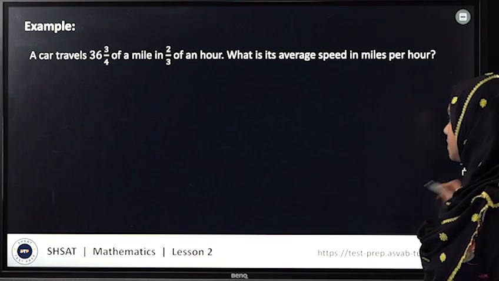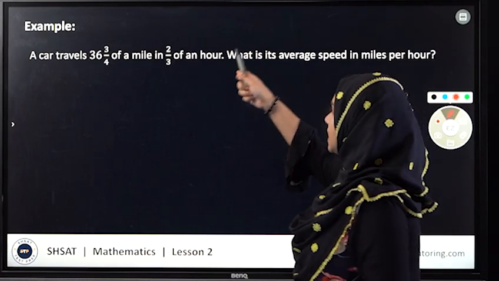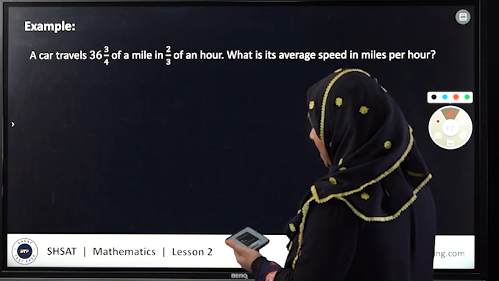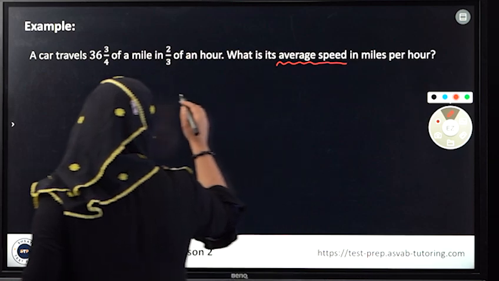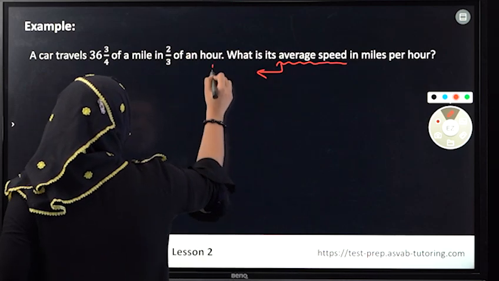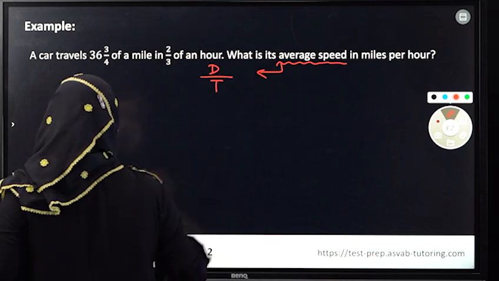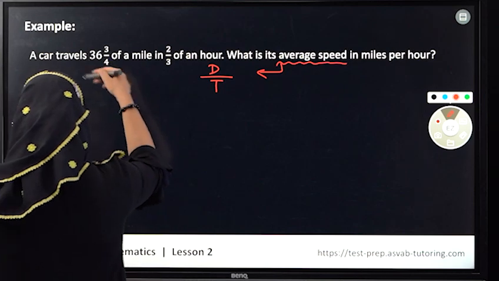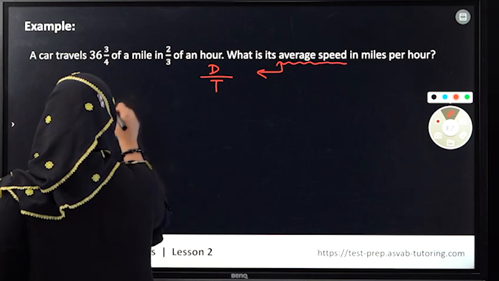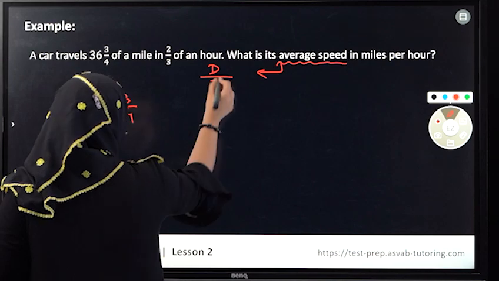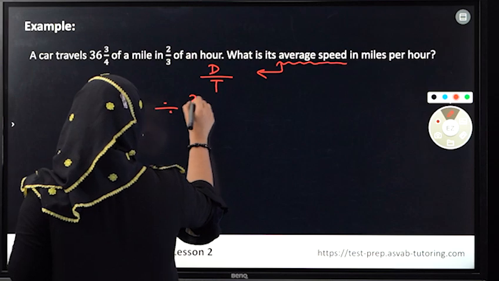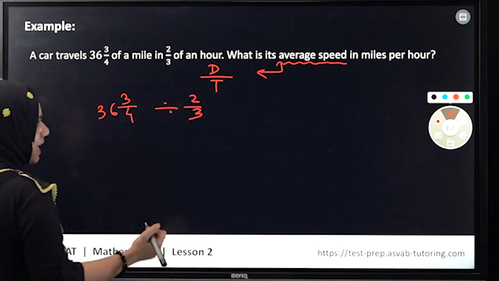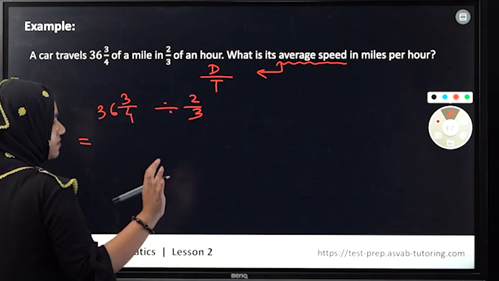A car travels this amount of a mile in this amount of an hour. What's the average speed? So I hope you do remember the formula for average speed. For average speed, the formula is distance over time. So because the distance here is 36 3/4, over means what? It means division, right? So divided by 2/3. So that's basically what the question asks. So understanding what the question asks is very important.